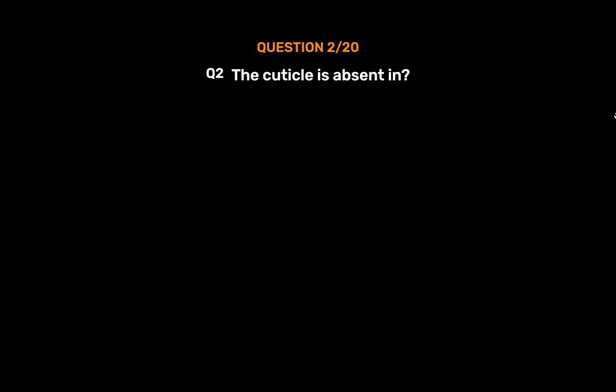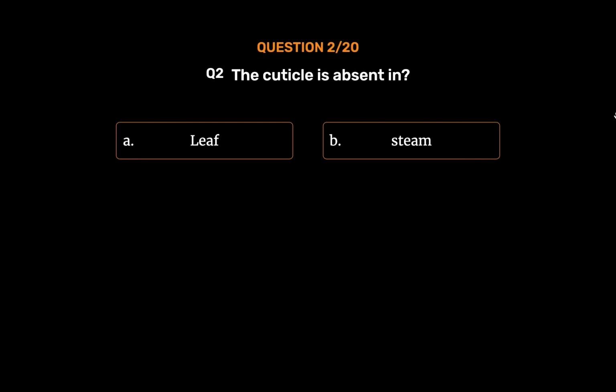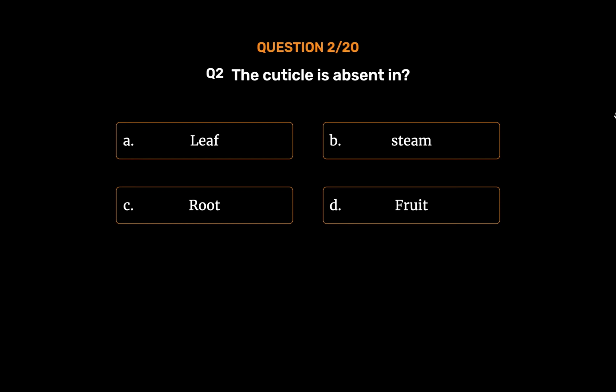Question number 2. The cuticle is absent in Option A. Leaf. Option B. Stem. Option C. Root. Option D. Fruit. The correct answer is Option C.